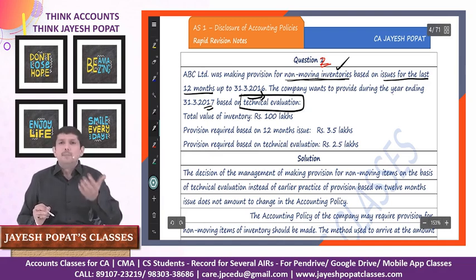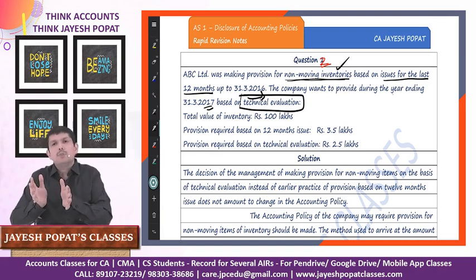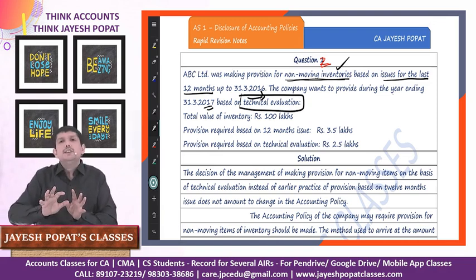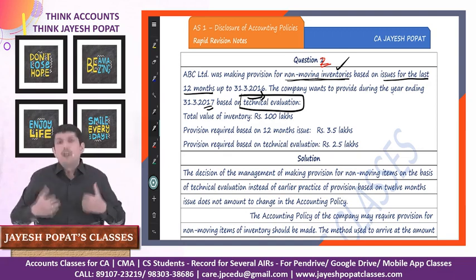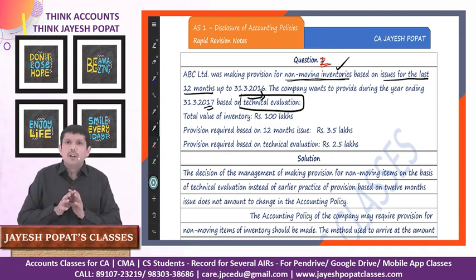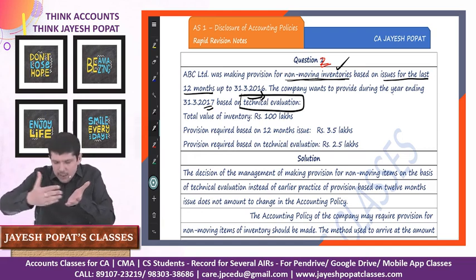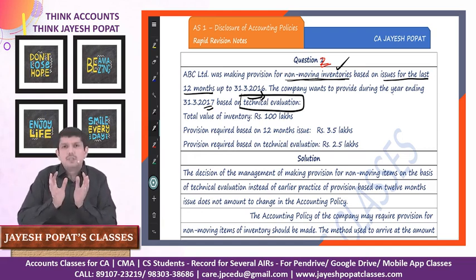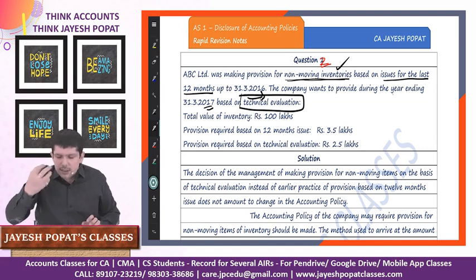So the first method is the period based method. If a particular inventory has not moved for a period of more than 12 months, we will say that it is non-moving and we'll make a provision on that inventory as appropriate. Now the management believes that a period basis provisioning policy is not correct. We should evaluate on a technical basis, right? We should look at an item basis and say, on the basis of this technical evaluation, should it be classified as non-moving or not.